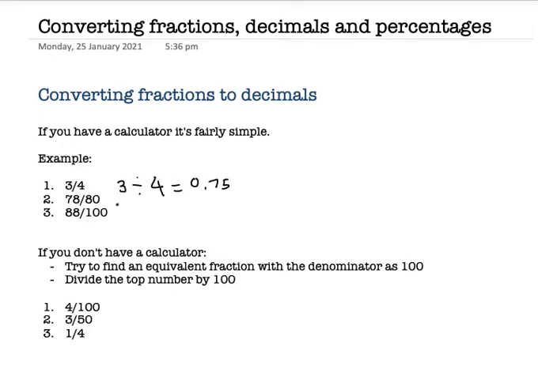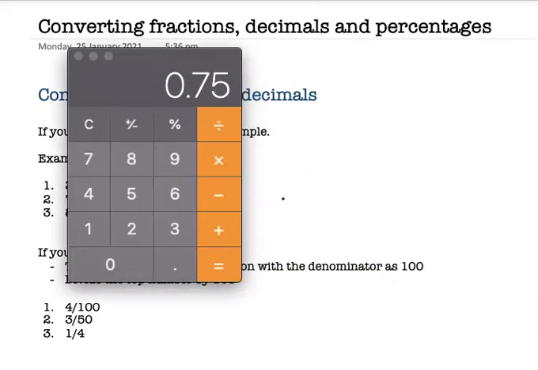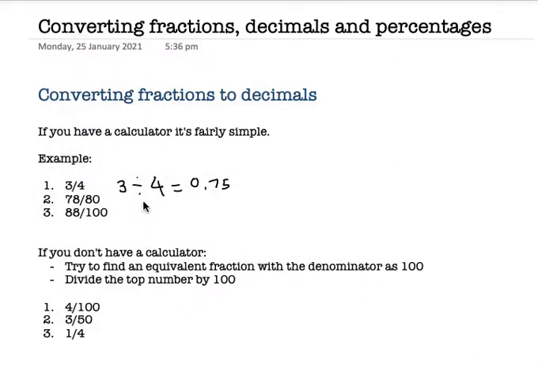Alright, so I'll do the same with this one down here. 78 divided by 80, I'll throw that straight into the calculator. And that's my decimal, so that one, 0.975 or something. If I'm wrong, I'm sorry. Alright, this one, I'll throw that in my calculator as well. That would just get me 0.88. Okay, so once again, all you do is you take the top number and you divide it by the bottom number and you put that in your calculator.